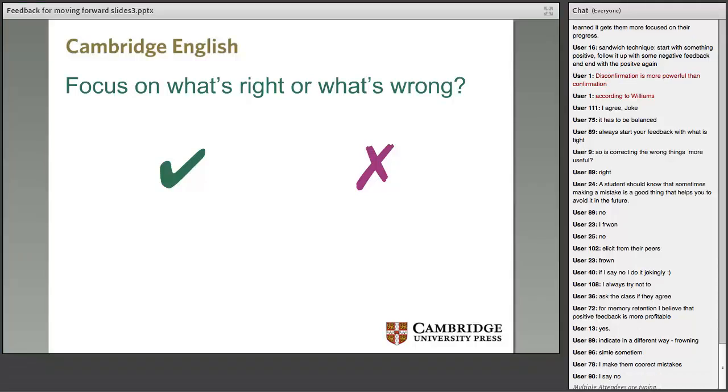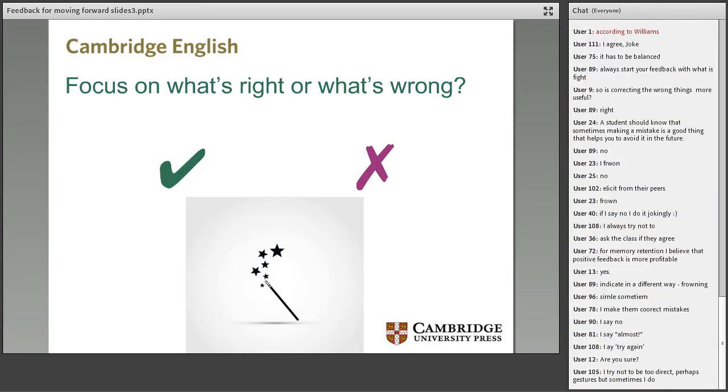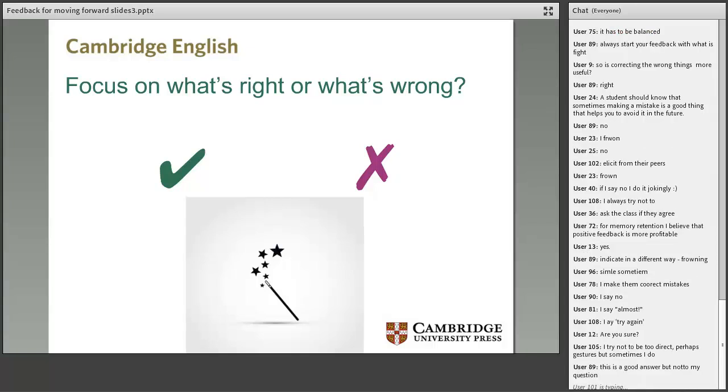Something I want to show you that primary teachers in England often use is something called 3 stars and a wish. Actually, in this picture, we've got more than 3 stars. Sometimes they do 2 stars. So teachers often write 2 or 3 things that they like, and something they wish was better.